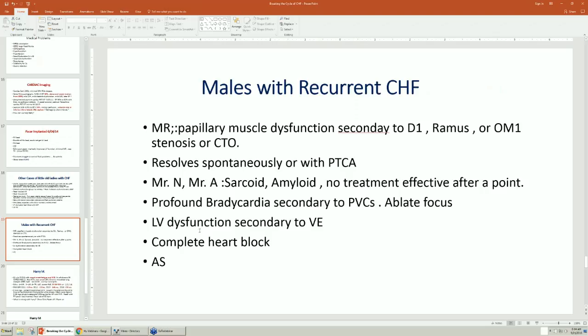We get little old guys who have papillary muscle dysfunction. This seems to be pretty common in little old guys. We've gotten some little old ladies too, but it's more common in little old guys for some reason. That usually involves the first diagonal vessel, the ramus or the OM1, having stenosis or CTOs. Sometimes it adjusts itself and resolves spontaneously.